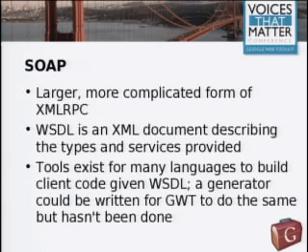One thing it adds is WSDL, which is an XML document that describes the service and the types involved. You can create new complex types rather than just the built-in like string, integer, etc. There's tools that exist for many languages for building a client interface from a given WSDL. In GWT, it would be possible to do this using a generator that at compile time would read the WSDL and then produce the client-side code for you. To my knowledge, that hasn't been done yet.